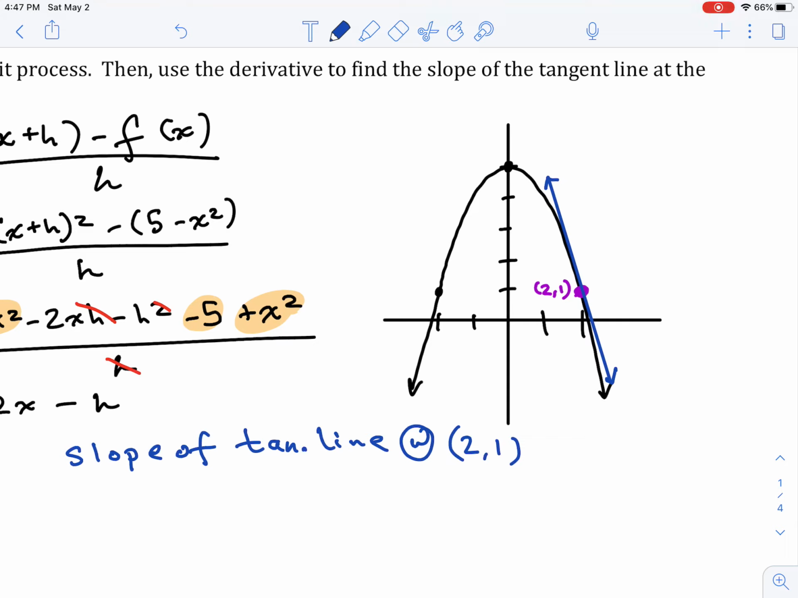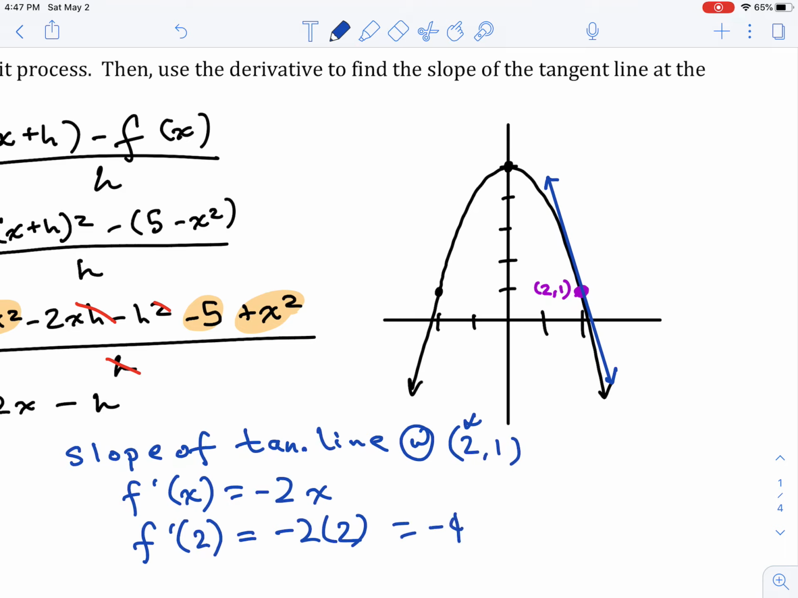So what is the slope of this tangent line at 2, 1? Well, we know that our derivative is negative 2x. Well, what's our x value here? Well, it's 2. So I'm going to go ahead and write this. f prime of 2 is negative 2 times 2, and that's equal to negative 4. Okay? And see if that matches up with what we have here. So at the point 2, 1, ask yourself, would the slope of that tangent line be positive or negative? And does it look to be as steep as negative 4 here?